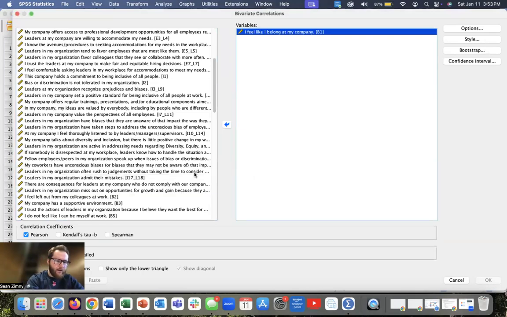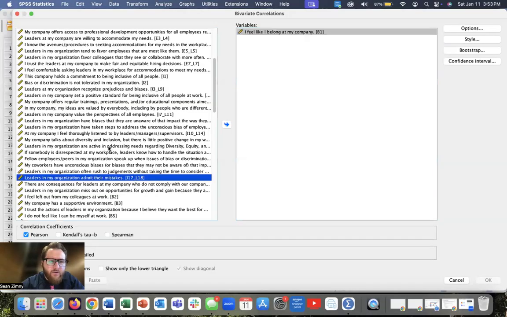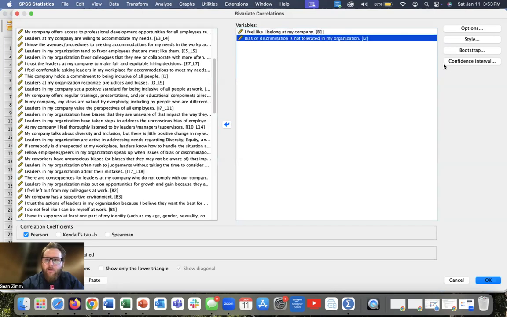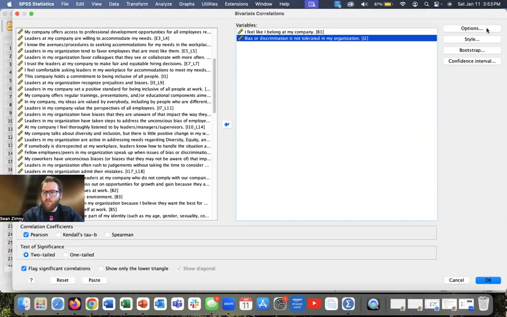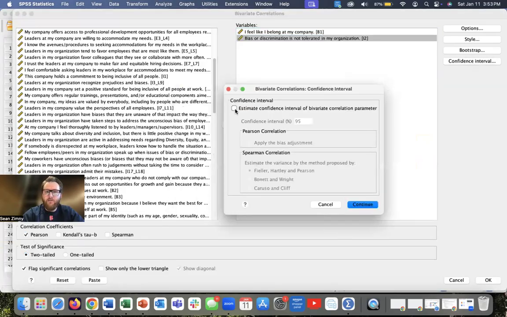Let me make sure I can find a statistically significant one. Let's do bias or discrimination is not tolerated in my organization. Now, we want to make sure down at the bottom left, Pearson is selected. The significance is 2-tailed, not 1-tailed, because we're testing both directions. Now we want to go down in the upper right to confidence intervals.